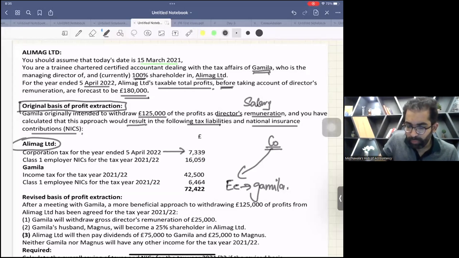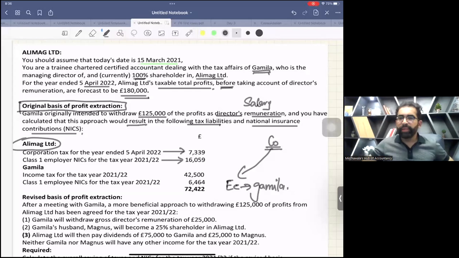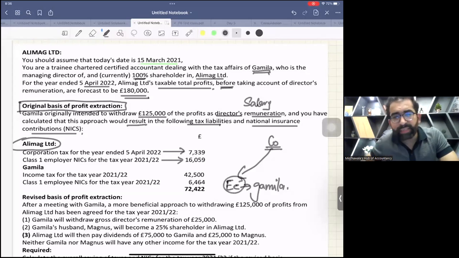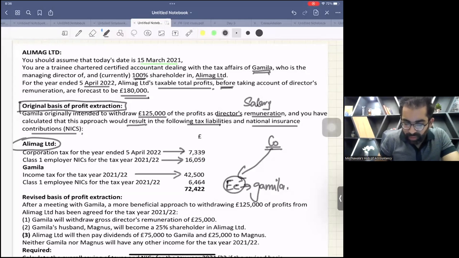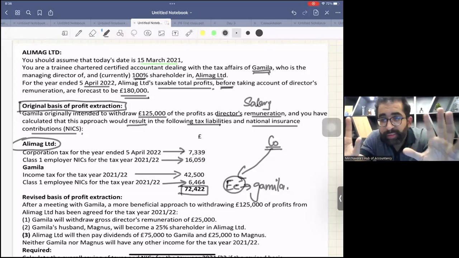This is the class one employer NIC paid by the company. Definitely, as Gamila is the employee, the company is the employer. So now the company has to pay class one employer NIC. And this is ready-made, given. No need to verify it. Okay. Now, as an individual, Gamila is receiving the salary. So this salary is the employment income for Gamila. So for employment income, you have to pay income tax. So this is the income tax and this is the class one employee NIC, and this is the sum of all, 72422.